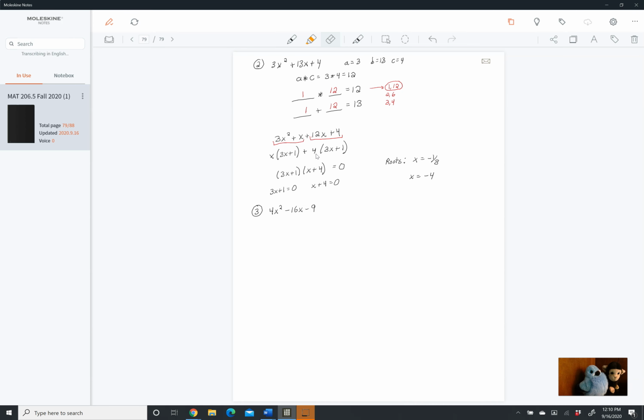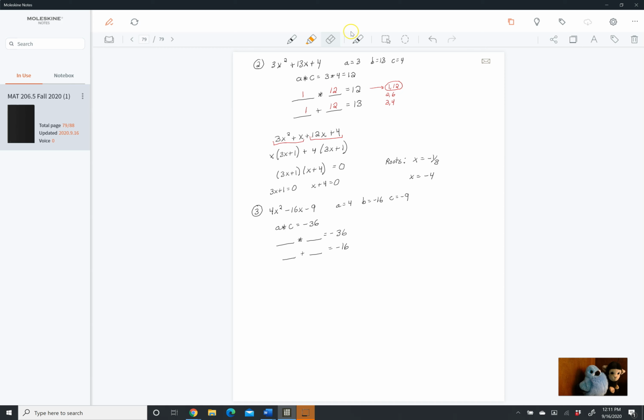Okay, so again, our A is 4, our B is negative 16, and our C is negative 9. So the first thing that we do is we multiply A times C. That gives us negative 36. So we need two numbers that multiply to negative 36. That's our first step, our step 3 really. Multiply to negative 36, and they have to add to negative 16.